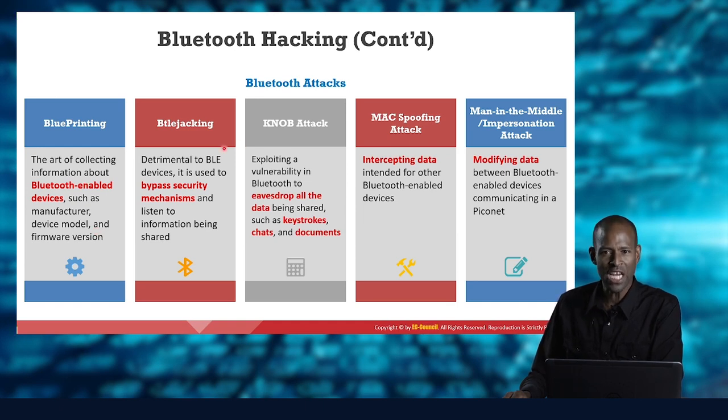The other one is beetlejacking. It's really meant to attack BLE devices, bypassing security on those devices to listen in. Another one is a KNOB attack, or knob attack, some people call it. This uses a specific Bluetooth vulnerability. We don't have time to really get into it, but it lets you eavesdrop on all of the data being shared, all keystrokes, all chats, all documents. That's a KNOB attack.